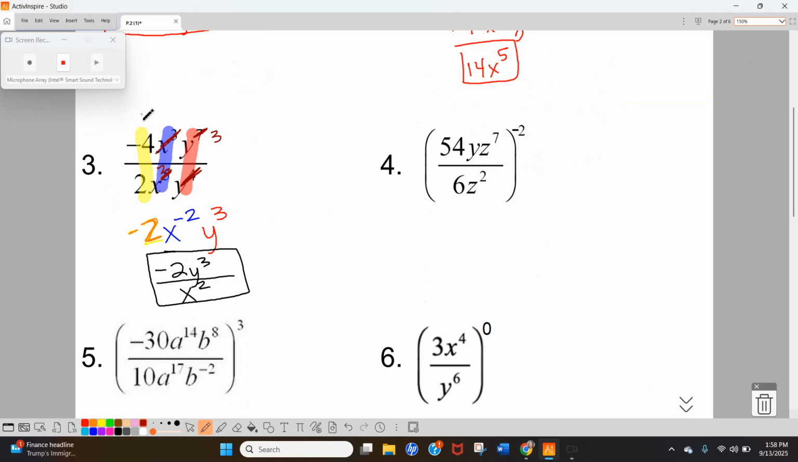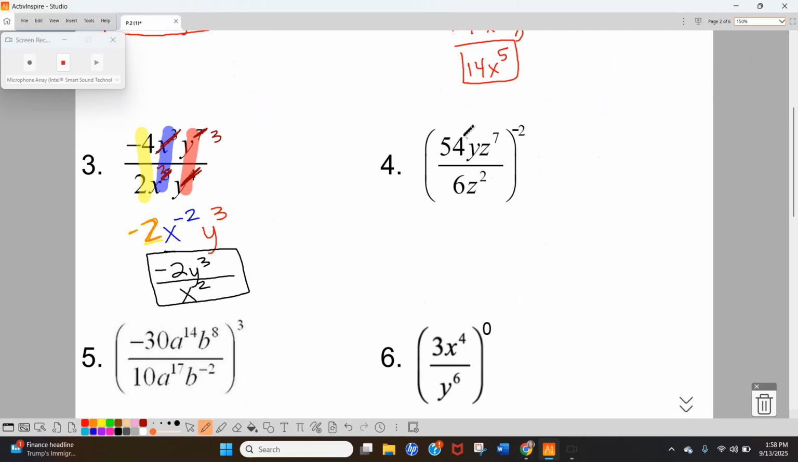All right, so number 4. The negative exponent on the outside, you can go ahead and flip and square everything, but with 54 in there, I don't really want to do that. So let's simplify what's inside first. So it'll be a lot like this problem.